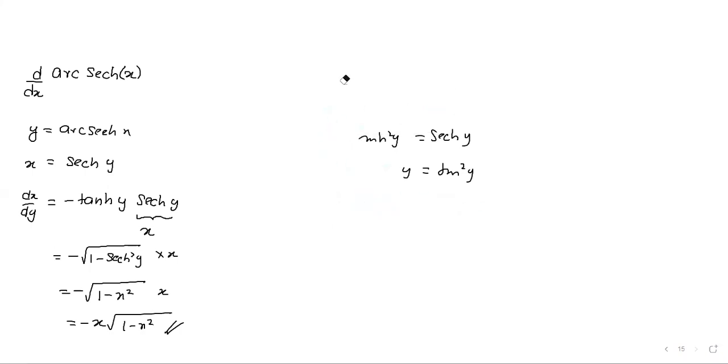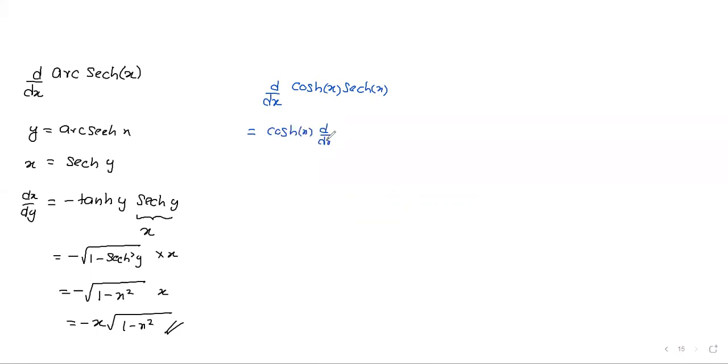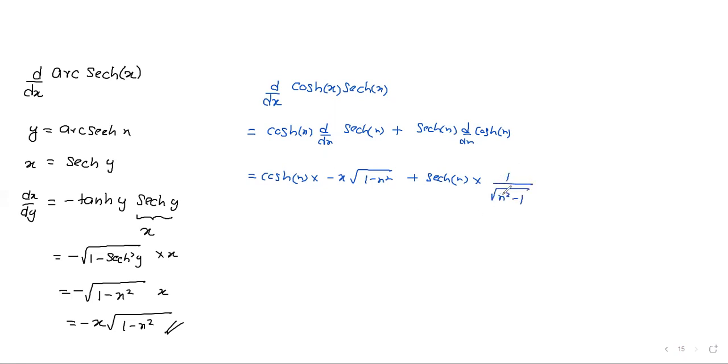In any case, if you want to get this differentiation, suppose that I need to differentiate d by dx of cos x sech x. Right. Initially, I can use the same kind of product rule. Keep cos x and differentiate sech x plus keep sech x and differentiate cos x. Right. Okay. So I can keep cos x and the differentiation of sech x is minus x square root of 1 minus x squared plus keep sech x and the differentiation of cos x, we already learned in the first part, is 1 over the square root of x squared minus 1. Right. Okay.